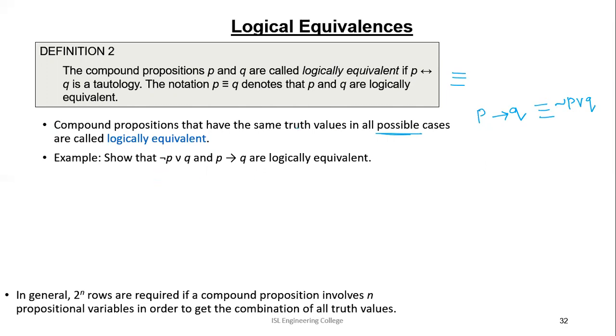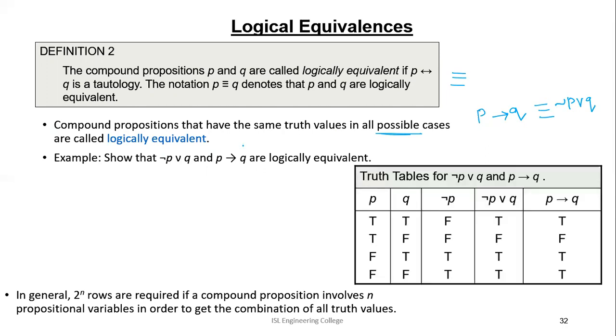So this is the example, the same compound propositions that I have taken over here. Let's see the truth table. So over here, we have P, Q. Negation P will be the not of P, so false, false, true, true. Then negation P or Q.